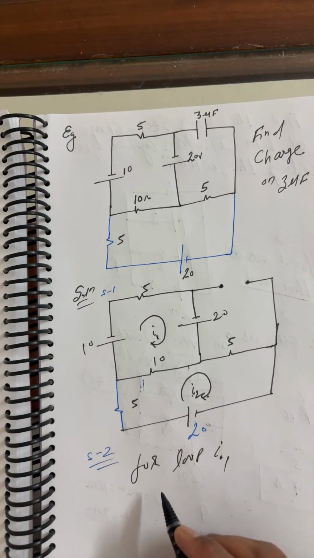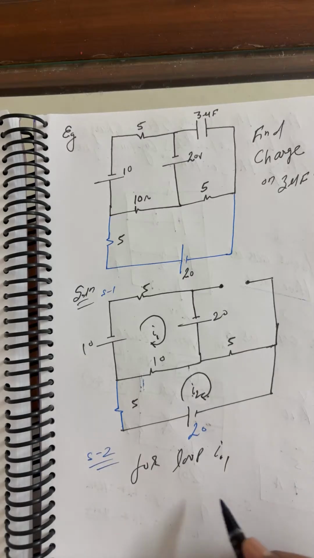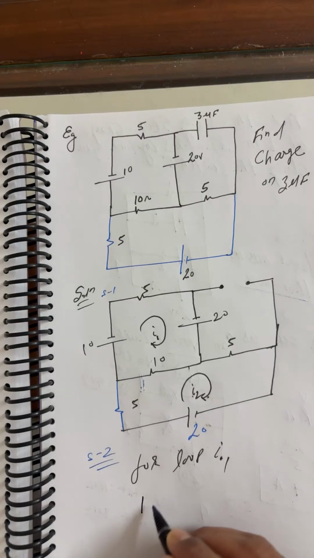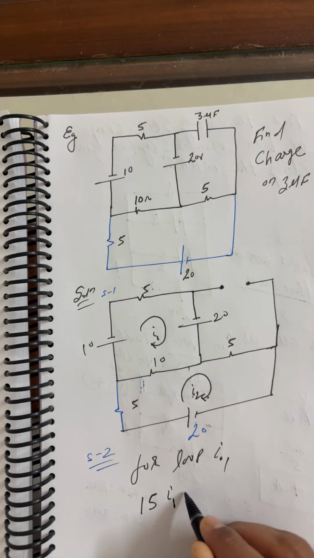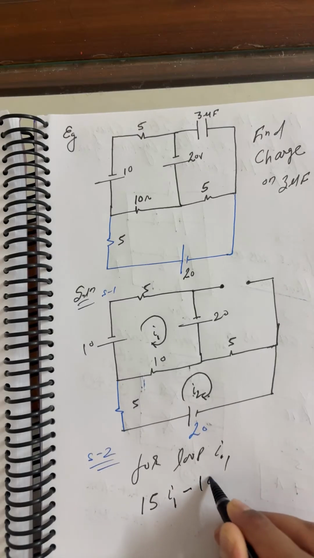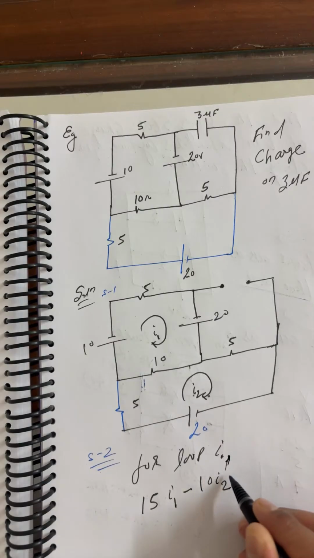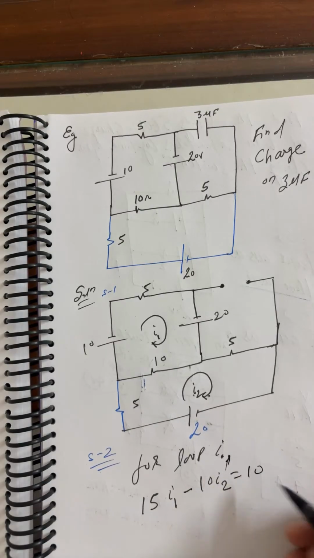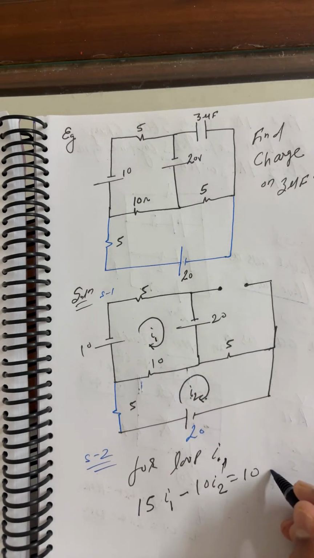So this is the current flowing in the circuit here. So I can see 15 I1 minus 10 I2 is equal to 10 volt, that is 20 minus 10, 10 volt. Let us see, this is equation number 1.